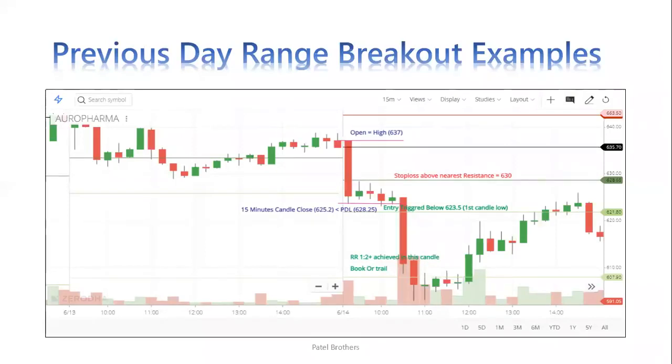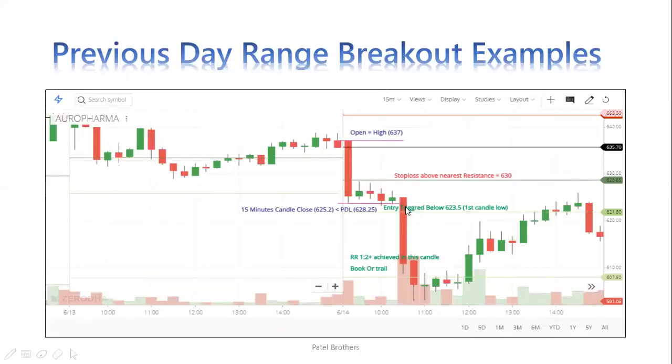The low of that candle was 623.5, so entry triggered here. What should be your stop loss? This is the nearest resistance. It was support, but now it has broken, so it will act as resistance. It was 628.65. About 0.25% above, if you are counting, it comes to 630, which is 7 points and within a 1% range. That risk you can take.